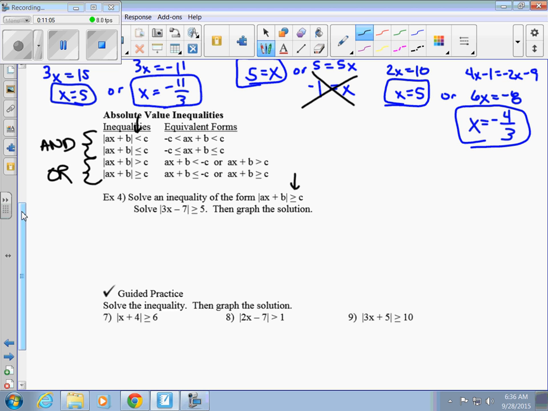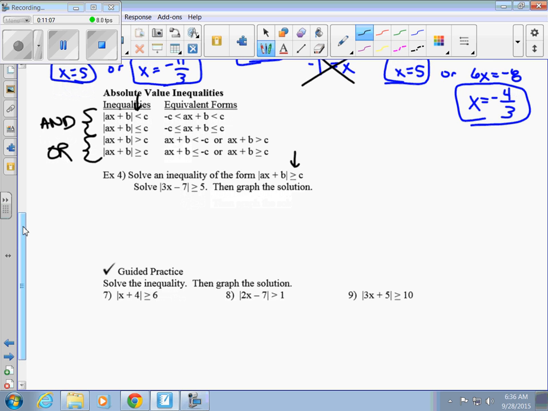So I'm going to set it up as so. I'm going to say 3x minus 7 is greater than or equal to 5, or 3x minus 7 is less than or equal to negative 5. We're going to flip the inequality sign and take the opposite of that number, because we know that it has to be either further away than 5 or further away than negative 5.